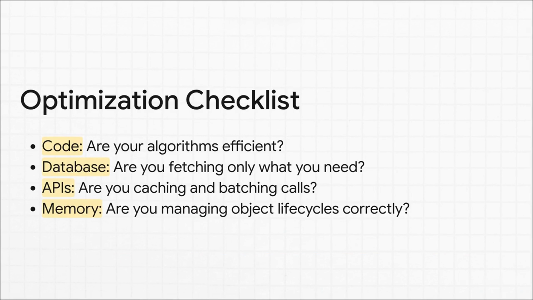I want you to ask yourself these 4 questions about your own application. Are my algorithms really efficient? Am I only fetching what I need from the database? Am I caching and batching my API calls? And finally, am I managing my memory correctly?